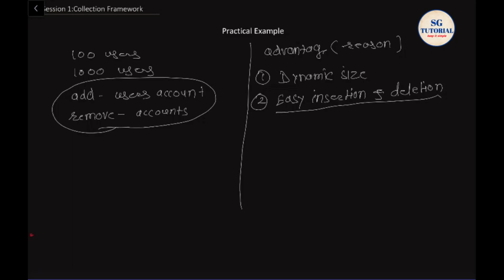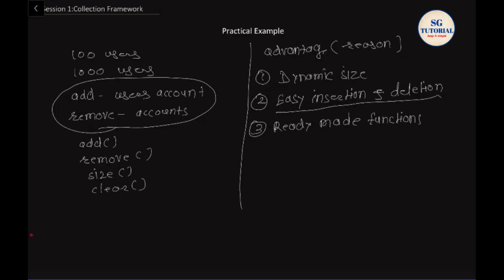Okay, and another advantage of using collection is it provides ready-made functions such as add, remove, size, clear, and many more. Okay, and due to this we do not need to write everything manually because Java already provides these methods and these save development time. And this is the third reason why collections are important. And the fourth advantage of collection is better productivity.